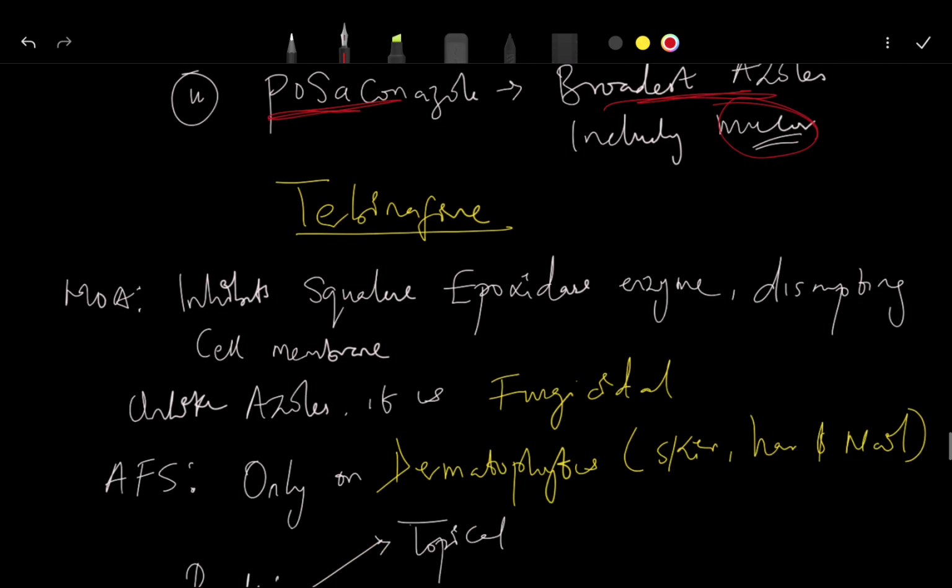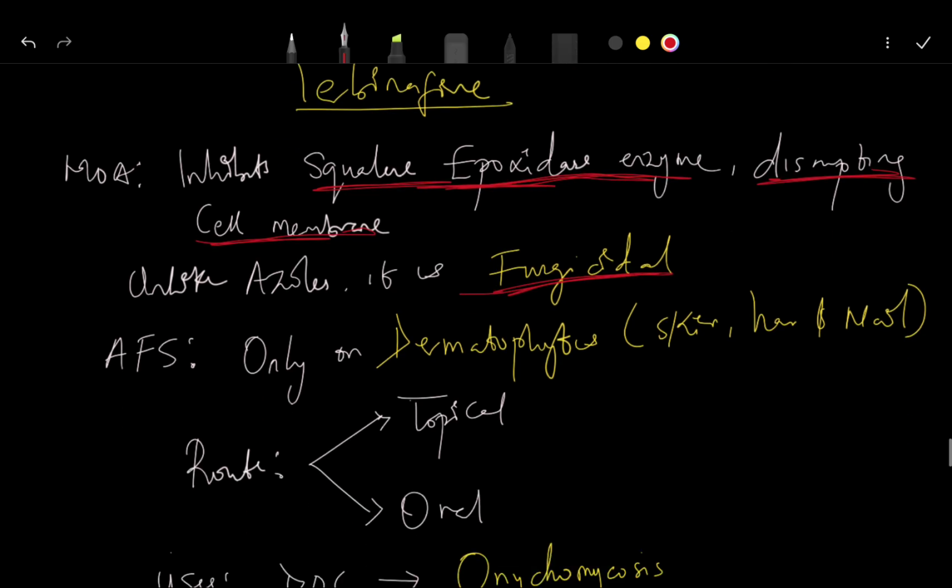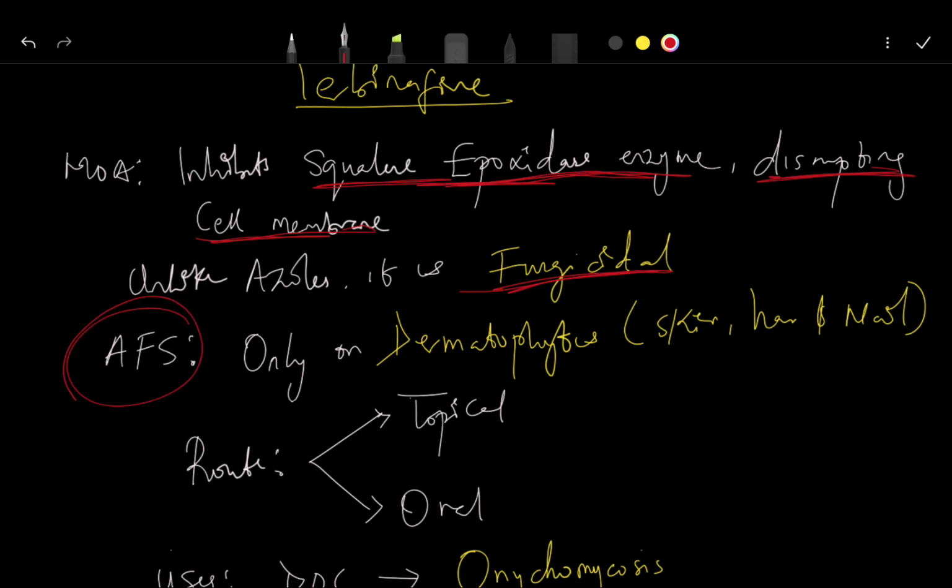Then let's talk about terbinafine. The mechanism of action of terbinafine is that it inhibits the squalene epoxidase enzyme, thereby disrupting the cell membrane. You know, squalene epoxidase is the first enzyme in that pathway, so it is fungicidal. In terms of its antifungal spectrum, it is only limited to dermatophytes. Dermatophytes are the fungi that affect skin, hair, and nails.